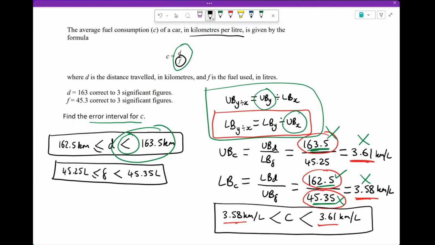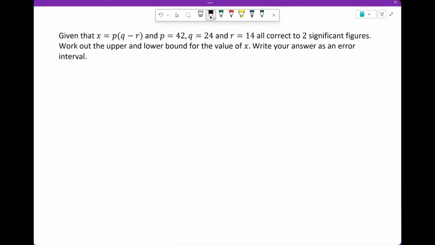Now let's have a look at some questions which involve a mix of operations. So we're now going to look at a question involving a mix of operations. So we got given that x is equal to p multiplied by q, subtract r. So we've got multiplication in here, but we've also got subtraction. So we've got two different operations.